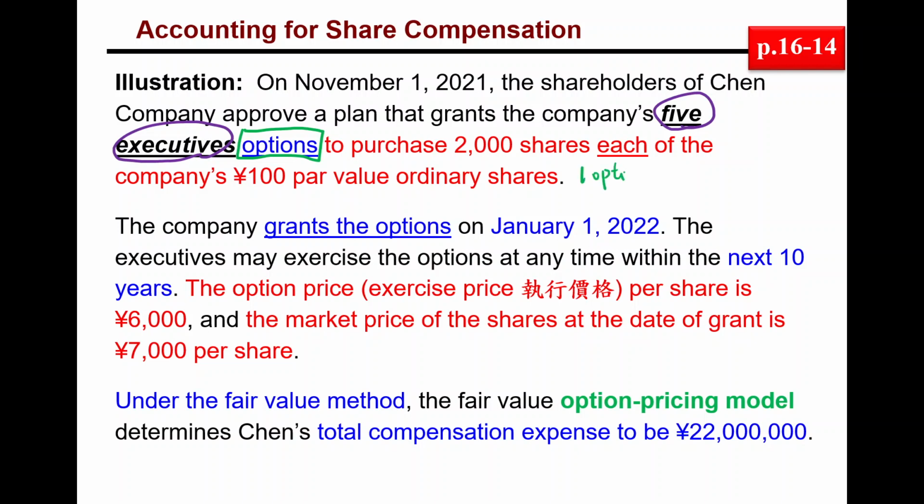One option means you could buy one share. So here it says each of the 5 employees, 5 managers, you give them the right to buy 2,000 shares. So what does it mean? You give them 2,000 options for each employee. So 2,000 options for each manager.